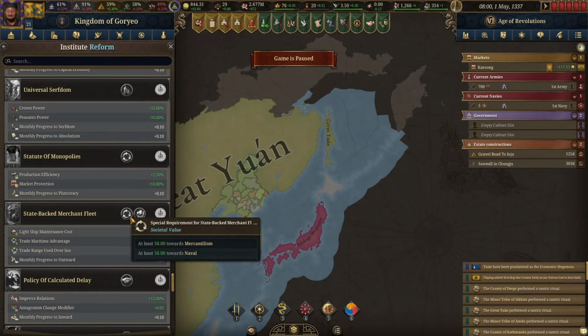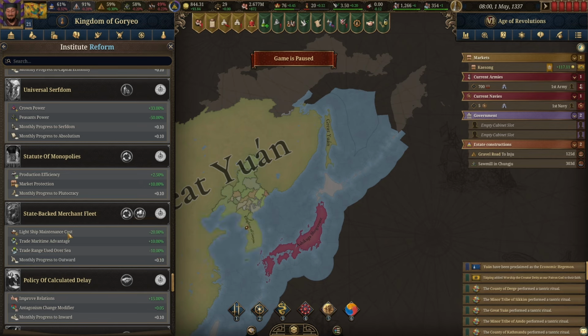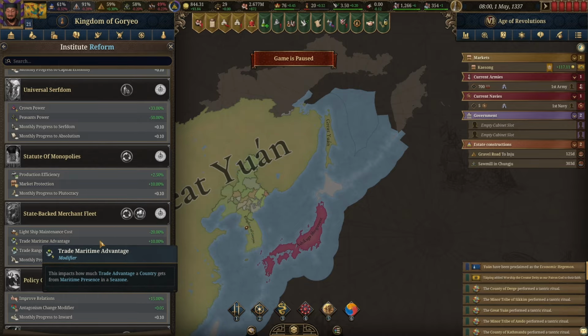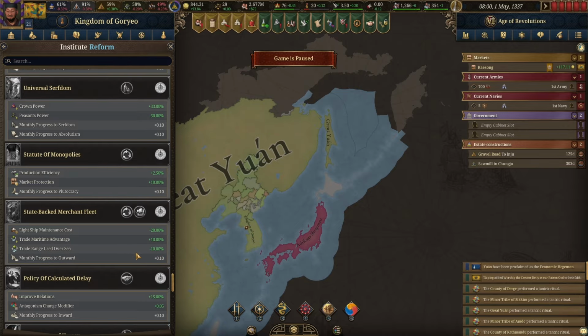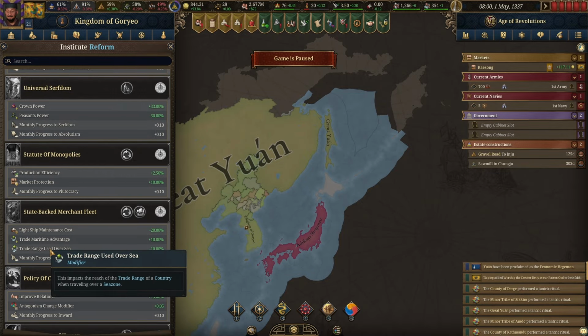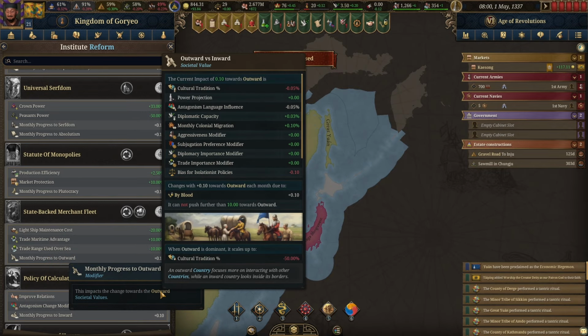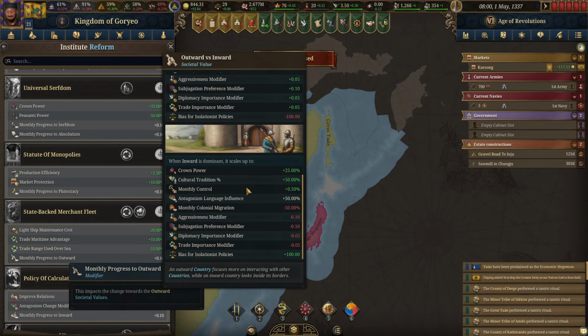This requires both mercantilism and navy to be at 50. It decreases the maintenance cost of your light ships by 20%, increases the trade advantage you get from your maritime presence in a sea zone, and reduces the trade capacity cost when trading over sea, that being when trade passes through sea zones. And then it pushes you towards the outward societal value, which we'll talk about a little later.